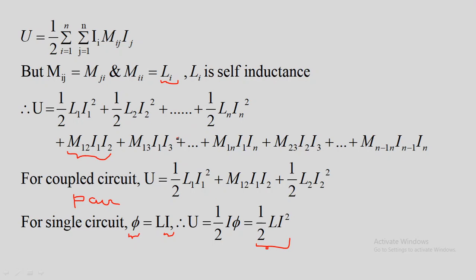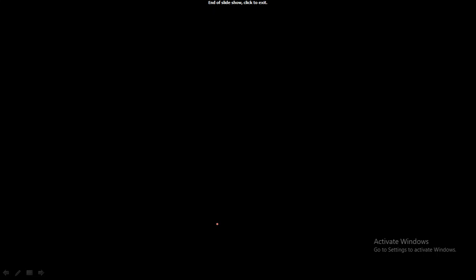So these are the expressions for the magnetic energy. This is in general for N circuits, this is for a pair of circuits, and this is for the single circuit. So this is the magnetic energy stored in the circuit.